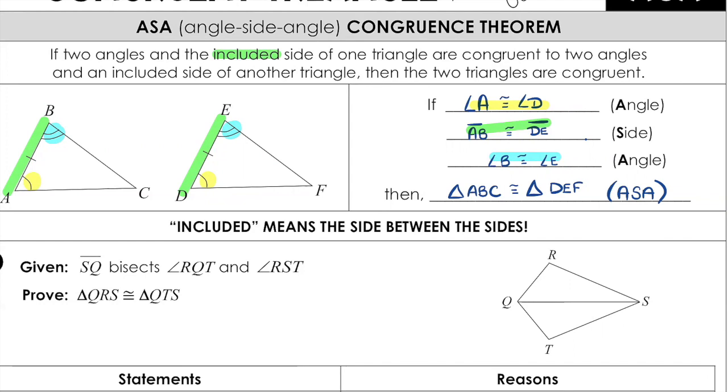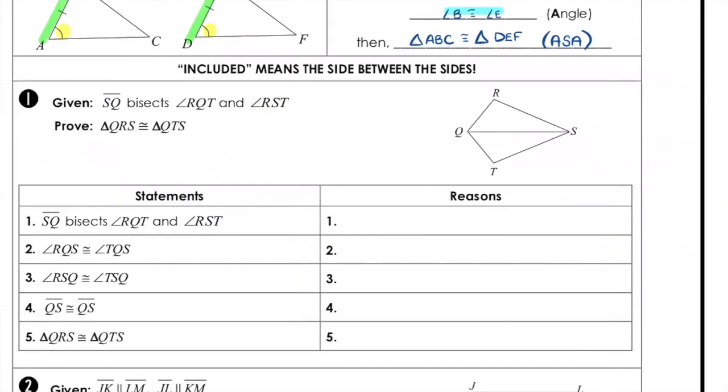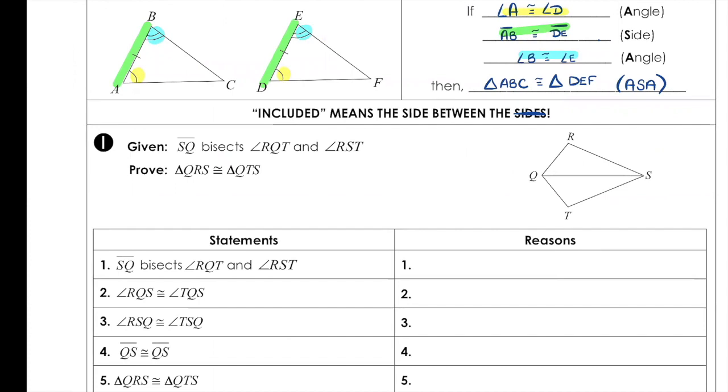All right. So remember, included means between. So now instead of between the included sides, it's going to be between the included angles. The side between the angles. Let's fix that. Side between the angles.